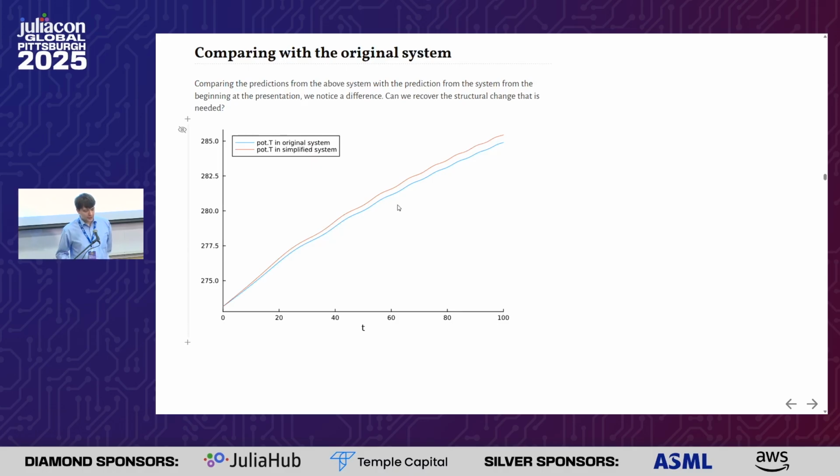And we can also compare predictions of the system from the first part of the talk with what we have right now. And we see they have a slight difference in their behavior. So the pot is heating slightly faster in this simplified approach. And we're going to try to find out how we can explain this via a new component.